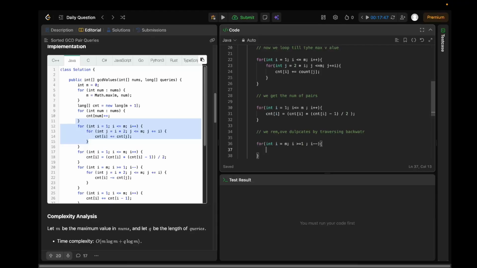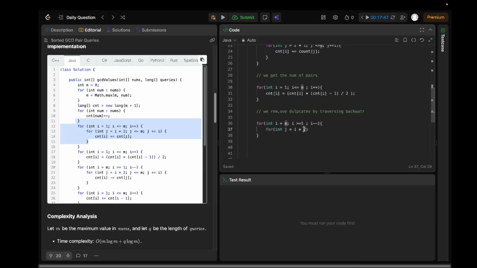Okay, and then the other thing should be for j. If I do j equals i * 2, doesn't that mean m is the maximum value? If m was 5, j becomes 10, and j must be less than or equal to m, so that won't happen. So this condition will stop it if j goes beyond m, and then we do j plus equals i, right?